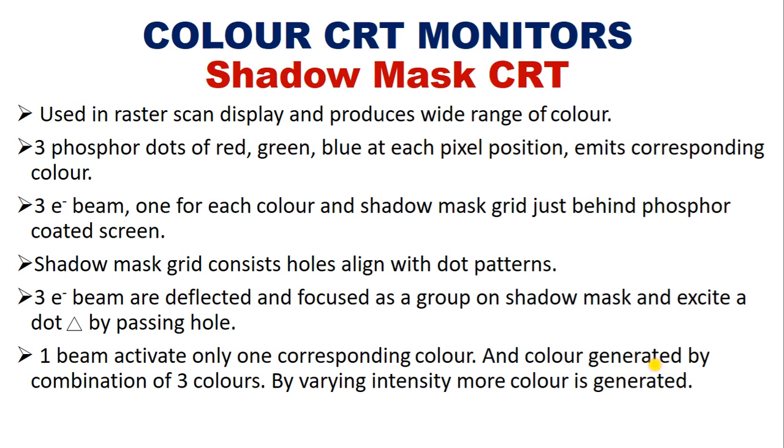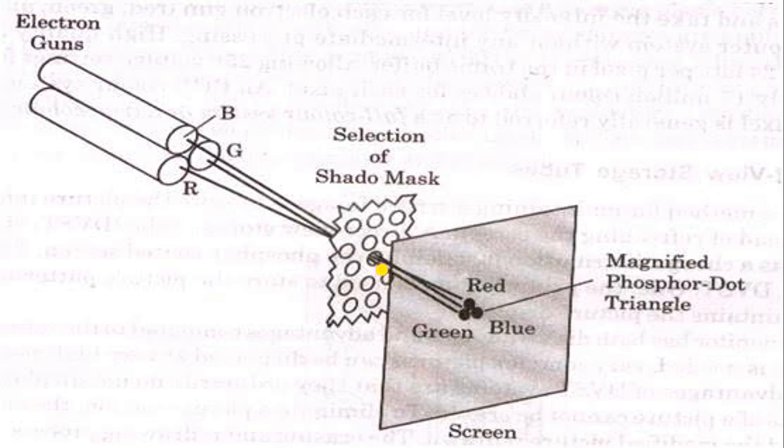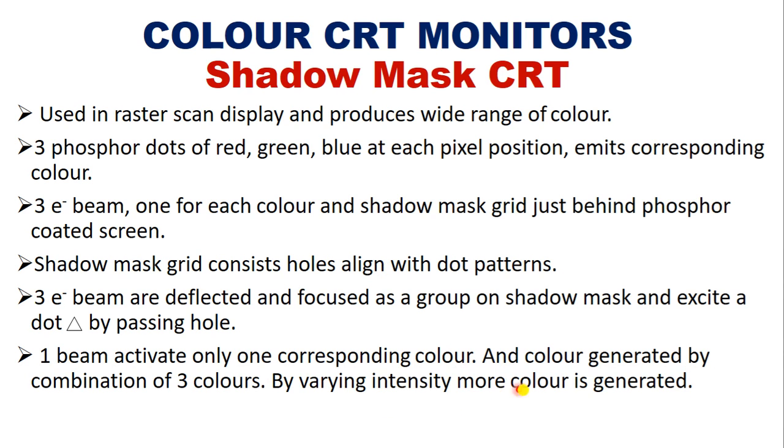And color is generated by the combination of three colors. We know that a pixel has three components: red, green and blue. By varying intensity, more colors are generated. What this point is saying is that we can give more colors by increasing or decreasing the intensity of the color.